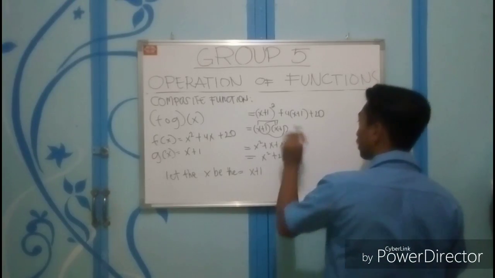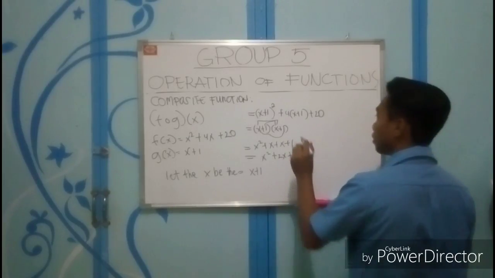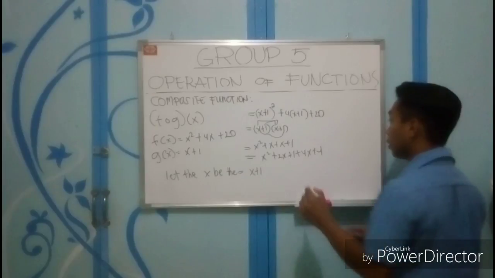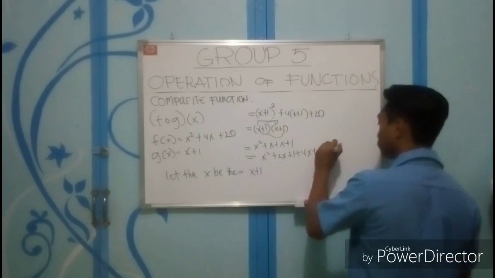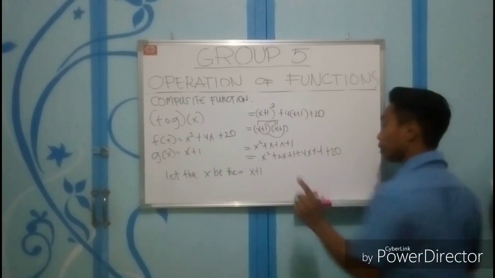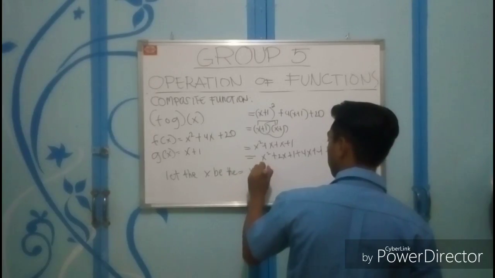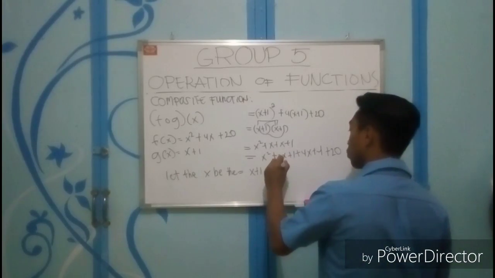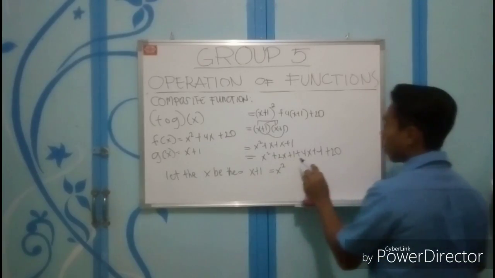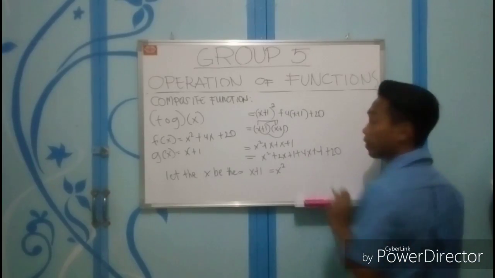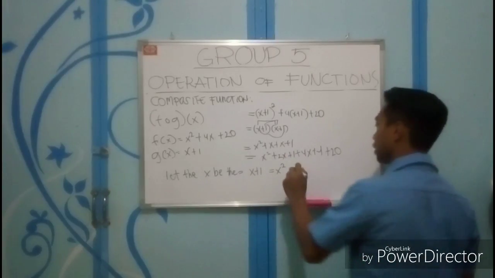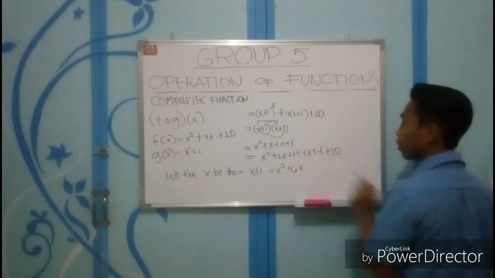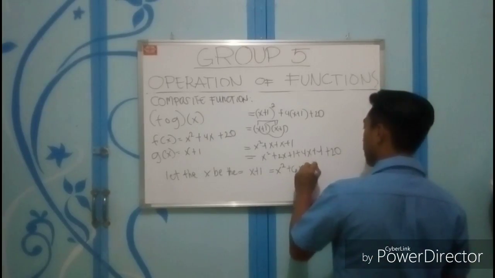So 4 times x equals 4x. Then 4 times 1 equals 4. There's no x or variable, so we can simply copy 20. And then we will combine like terms. Since x squared is the only one here, copy the x squared, then 2x plus 4x are the same variables, so we can add them. So 2x plus 4x equals 6x. Then 1 plus 4 equals 5. Then plus 20 equals 25.